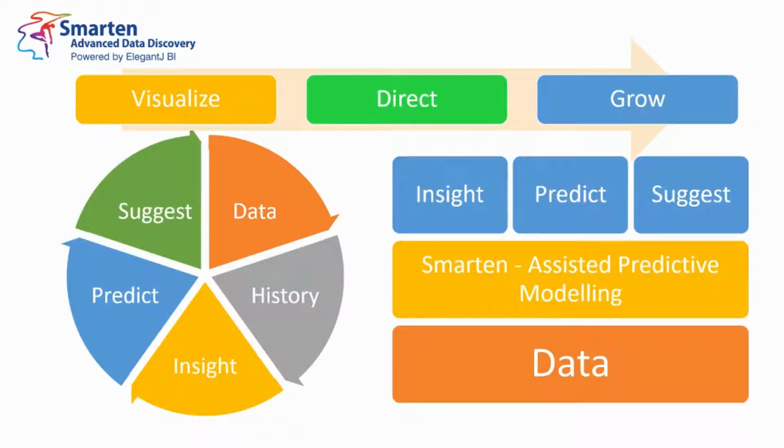Generally speaking, what we have in a business is data, shown as the orange block at the bottom, and you can put assisted modeling on top of it and get insight, predictions, and suggestions out of it. It's a cycle: you have the history of the data, you generate insight, you get suggestions, and you augment the data, and this cycle continues.